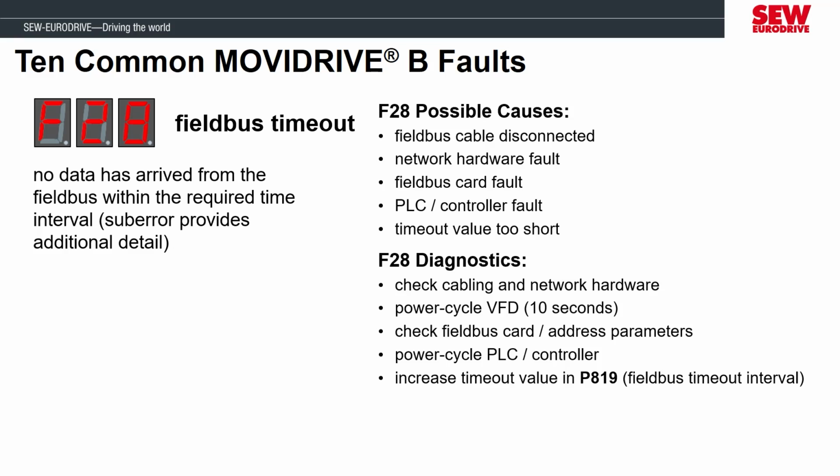fault as well. If those steps don't work, then you will want to check the address parameters in the field bus card and at the upper level device. You will want to make sure those don't have any conflicts with any other devices in the network. If the F28 fault is sporadic, then you may want to increase the timeout delay time. If that doesn't work, then there may be more complex issues with the field bus, such as total traffic load, network cable shielding, or interference from other equipment.